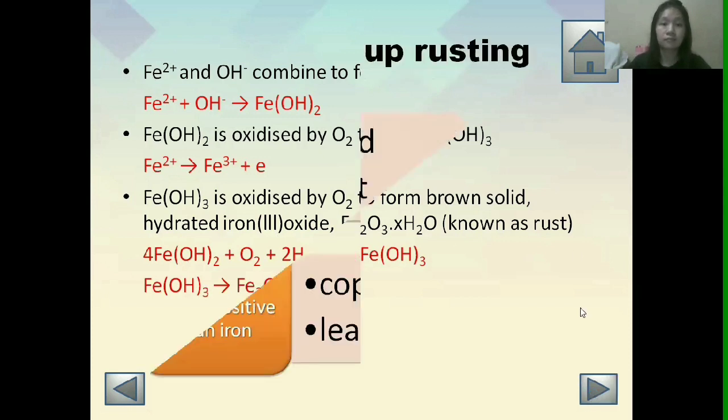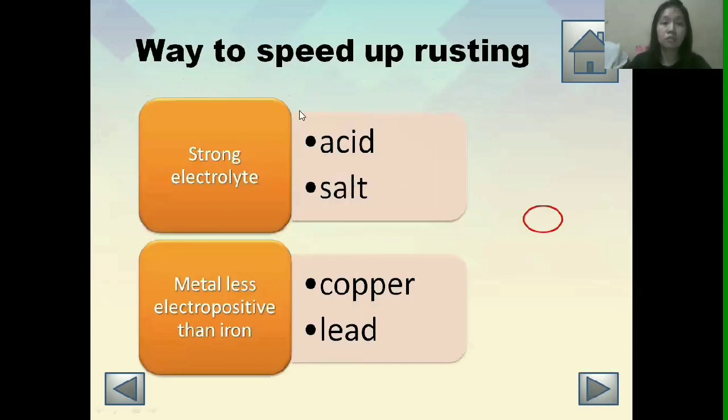These are the ways to speed up rusting. First, we can use a strong electrolyte such as acid and salt. Then, if iron is in contact with a less electropositive metal, the rusting can also be sped up. For example, copper and lead.